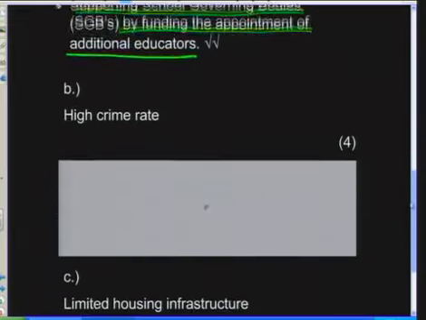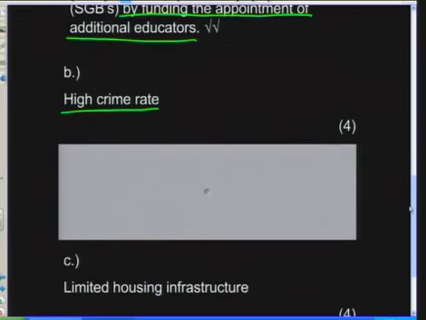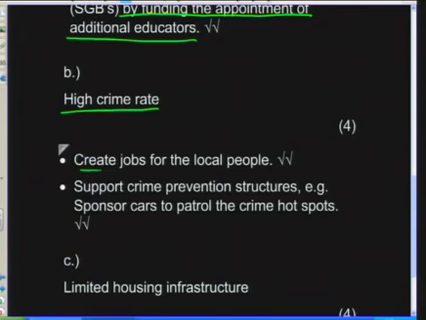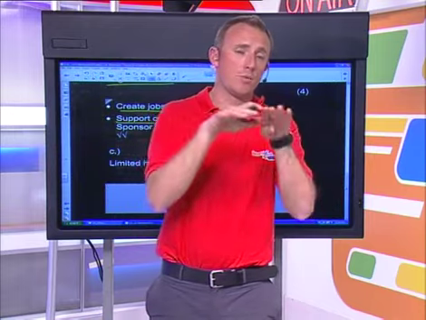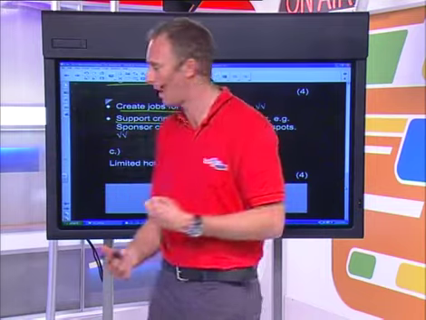Right. Next one is the high crime rate. What could they do? They could create jobs for the local people, and they could also support crime prevention structures. As I'm sure you guys have seen, there's a lot of companies out there that contribute to Lead SA and crime prevention lines to prevent crime, because if we've got a lot of crime in the country, people aren't going to want to invest. If they don't invest, then we're going to have high unemployment. High unemployment is going to lead to even more crime, and it's a downward spiral.